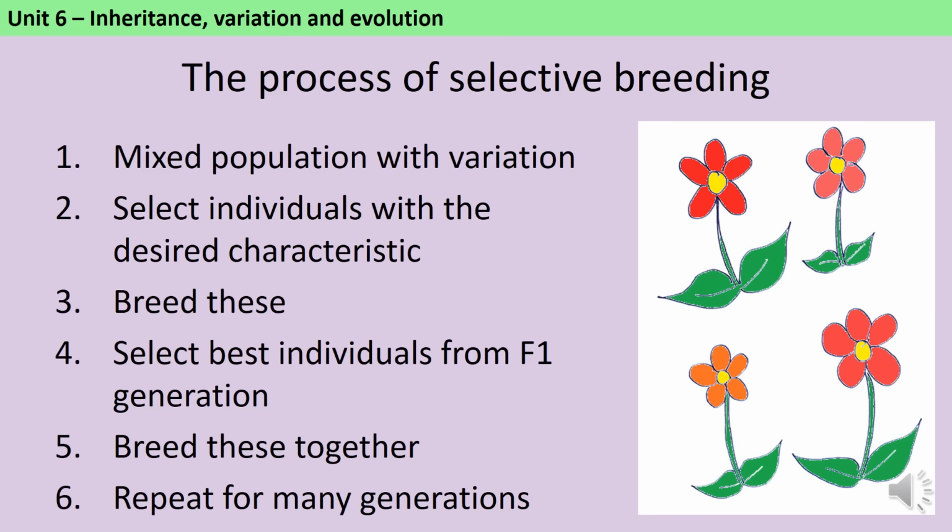Selective breeding is the process of breeding plants or animals for particular desirable genetic characteristics. For instance, we might want to breed cows that produce more milk, or plants that have particularly large or beautiful flowers. We start with a mixed population that shows variation and identify the individuals that have the desired characteristic. We breed these together and then from the offspring select the best individuals. We then breed those together and repeat this for many generations until the entire population shows the desirable characteristic.